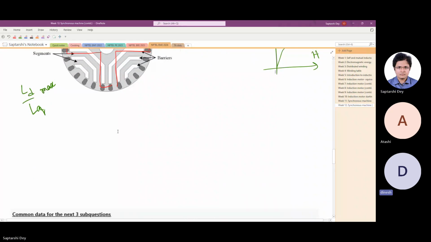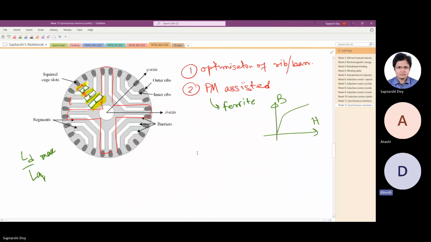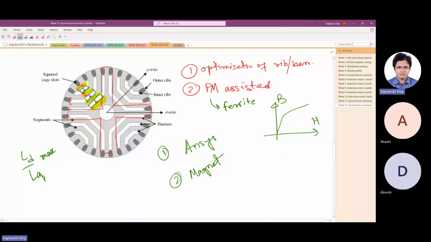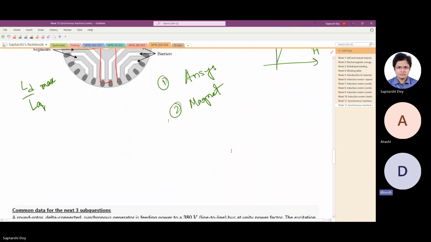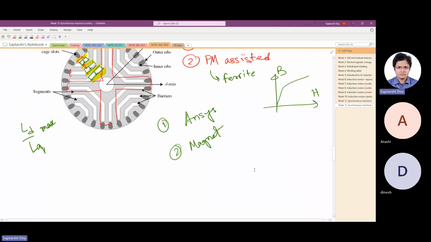Sir, in which software do you do the simulation? In our institute, we have licenses for two software packages. One is ANSYS and the other one is Magnet. These two we use. Generally, one scholar uses either ANSYS or Magnet. Okay, they are equivalent.